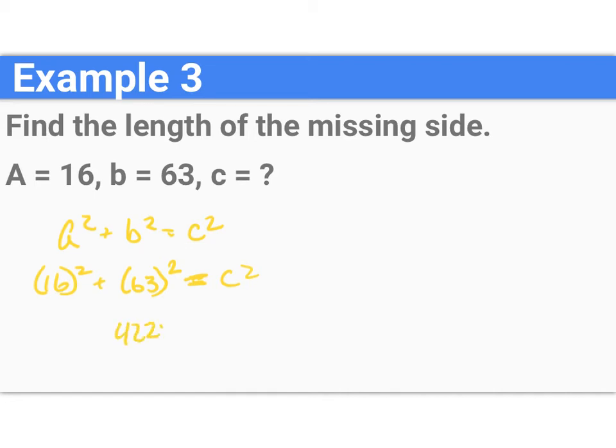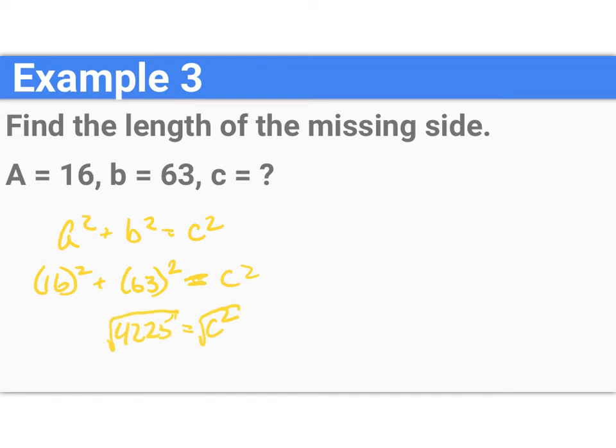Equals 4225 is c squared. This is not the length of the missing side. This is the length of the side squared. So now that we found c squared, we have to undo it by taking the square root.